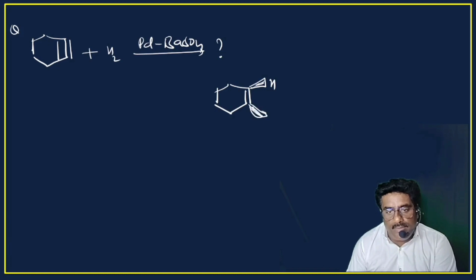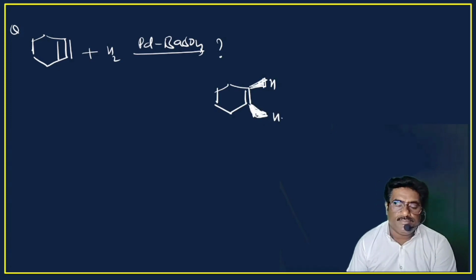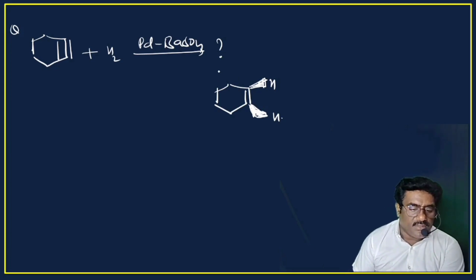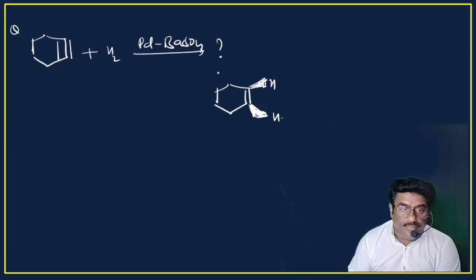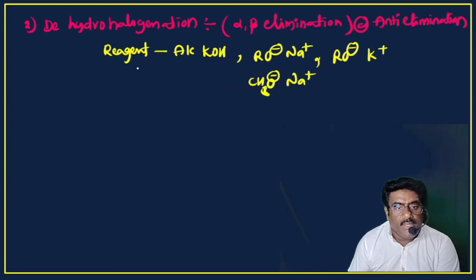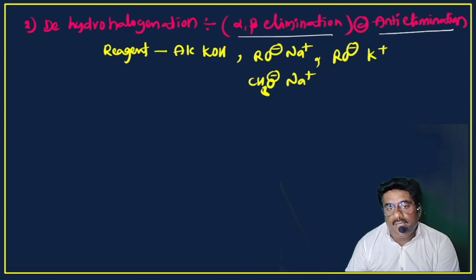And H. This is the product. This is for partial reduction. Coming to the next method, dehydrohalogenation. Next is the dehydrohalogenation, or alpha beta elimination, or anti-elimination.